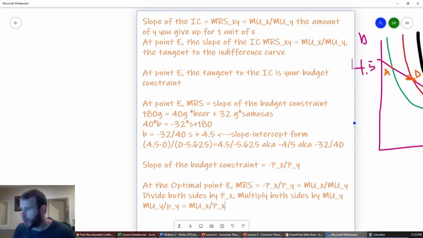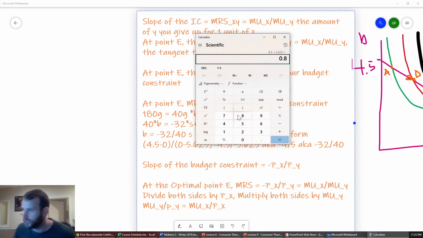And since my price for beer, 40 grams, is higher than my price for carbs by a rate of 40 divided by 32, it should be 5 over 4, 1.25. Well, I better be getting 1.25 units of happiness from the beers for every unit of happiness that I'm getting from carbs. Okay.